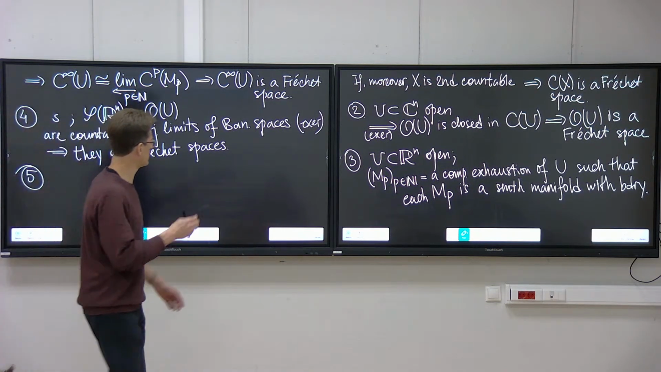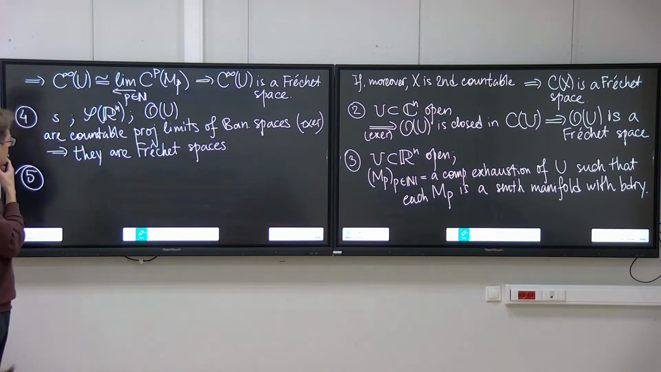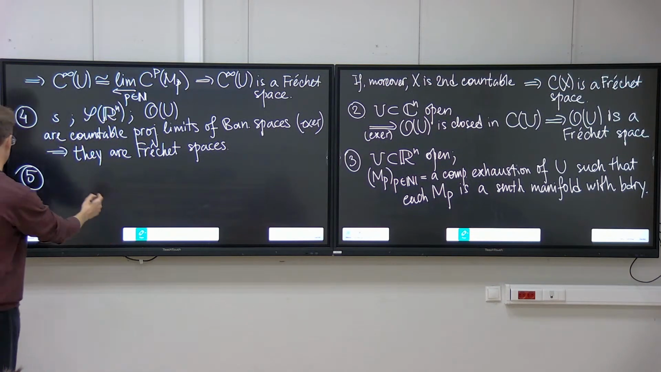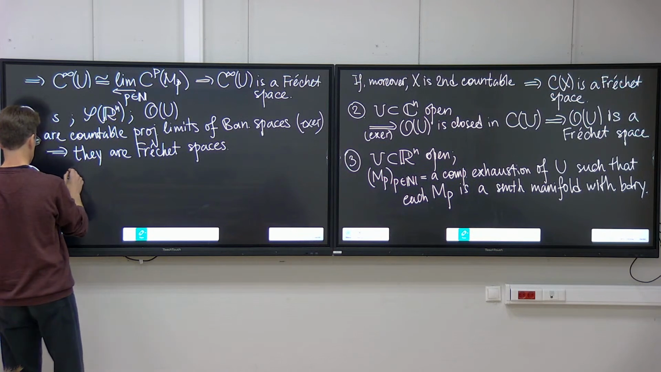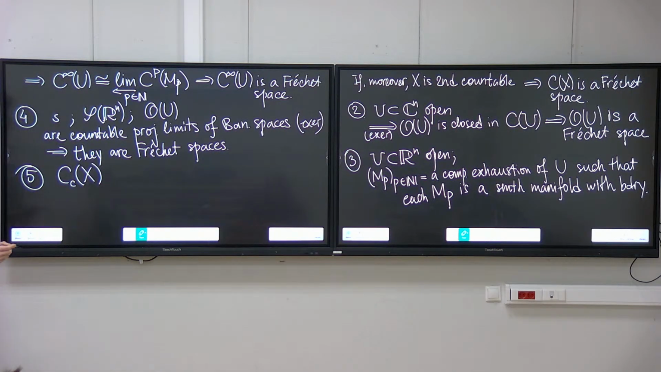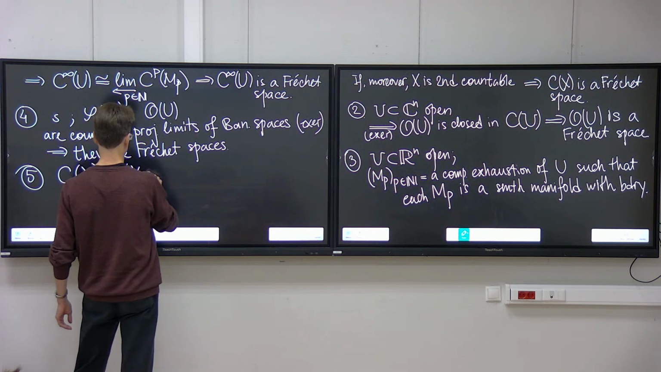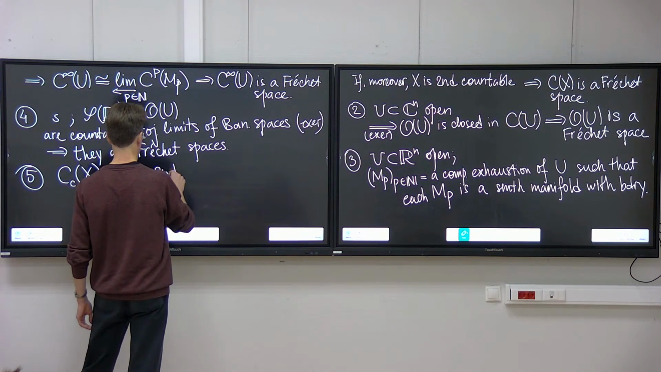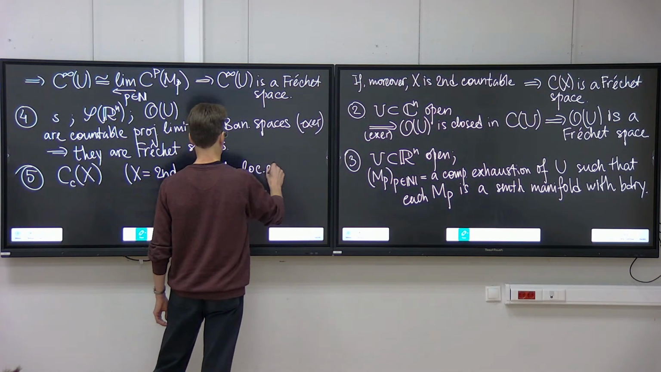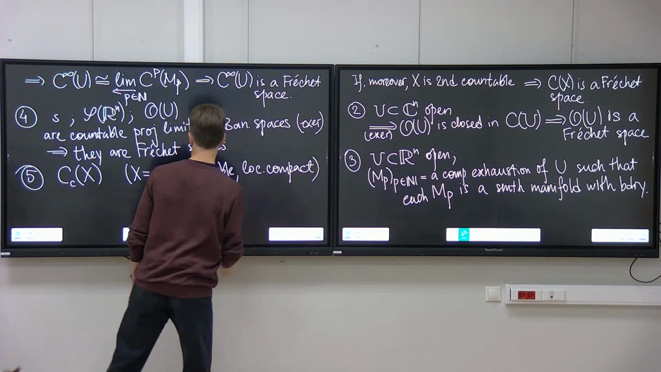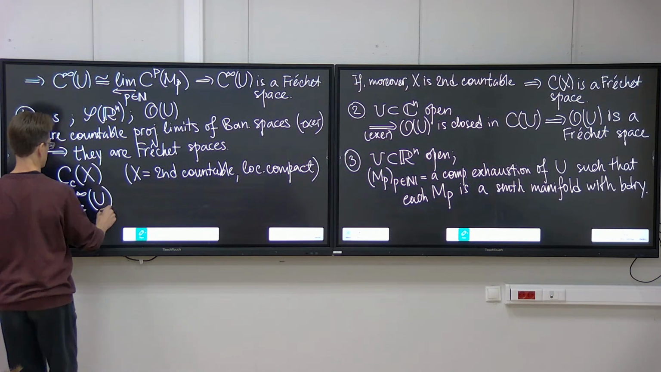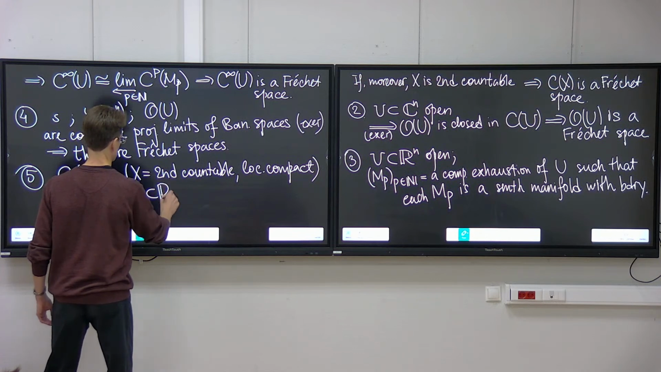Example 5. Okay, let's now look at some strict inductive limits. If we take the space of continuous compactly supported functions on a second countable locally compact topological space, or we can take the space of smooth compactly supported functions on an open subset of Rn.